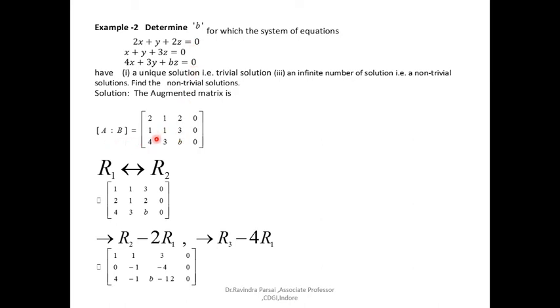First you write the system of equations in the standard pattern, as already given in the question, with all variable terms on the left side and the constant term on the right-hand side. You write the augmented matrix 2 1 2 0, 1 1 3 0, 4 3 b 0. Now, to make this position 1, I interchange the first row with the second row. So using these transformations: 1 1 3 0, 2 1 2 0, and 4 3 b 0. Now to make these elements 0, apply R2 minus 2 R1 and R3 minus 4 R1, so that these also become 0.